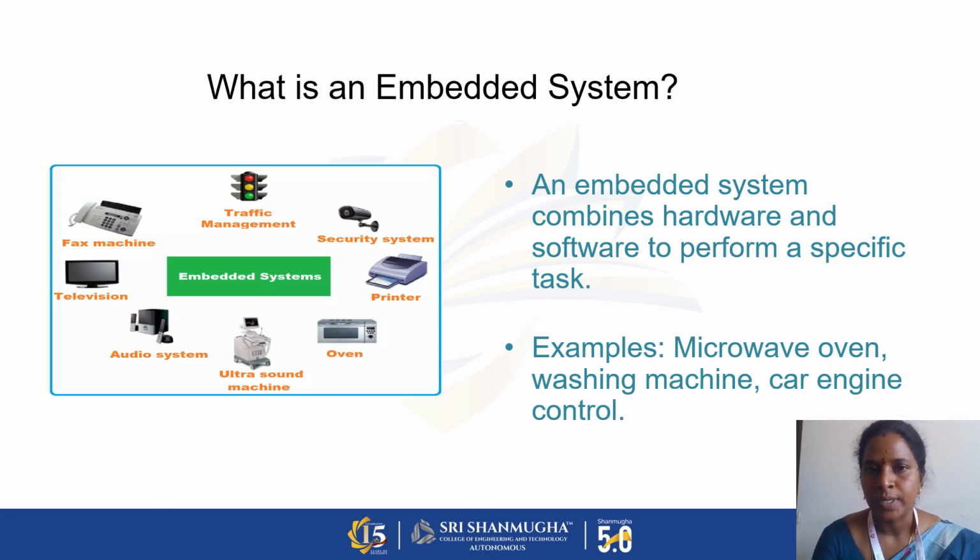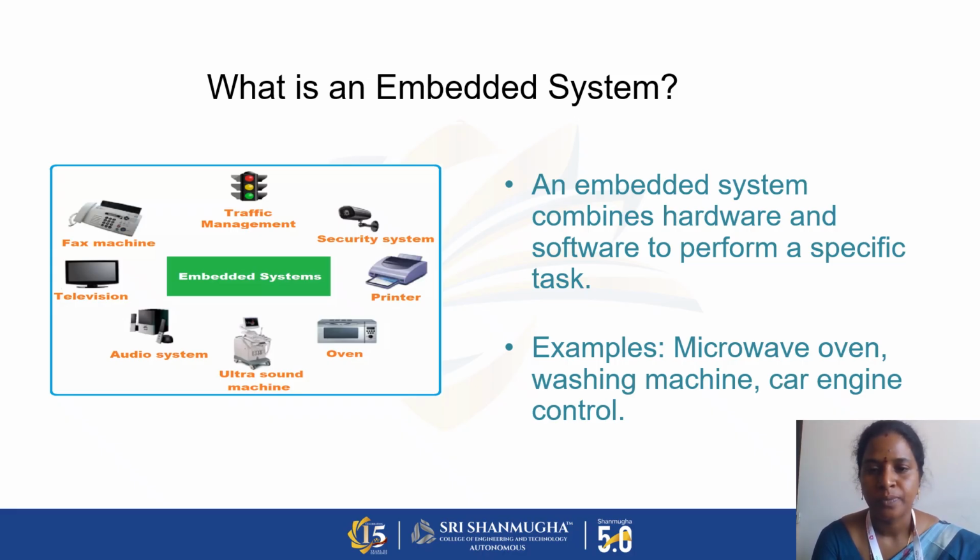So first of all, what is an embedded system? An embedded system combines hardware and software to perform a specific task. So it controls every part. For example, in traffic management and security systems, we are using it in printers, microwave ovens, ultrasound machines, audio systems and televisions, fax machines. So in every equipment, the main part is our embedded system.